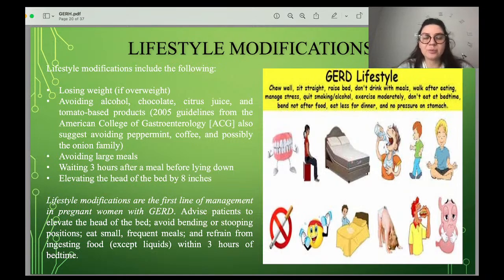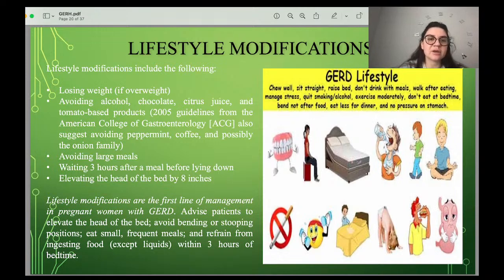Important moment here. If the patient is overweight, losing weight is obligatory. It is avoiding alcohol, chocolate, citrus juice, and tomato-based products. Also suggest avoiding peppermint, coffee, and possibly the onion family. Avoiding large meals is important because large meals increase pressure of the stomach and can provoke regurgitation. It is waiting 3 hours after a meal before lying down, and elevating the head of the bed by 8 inches.